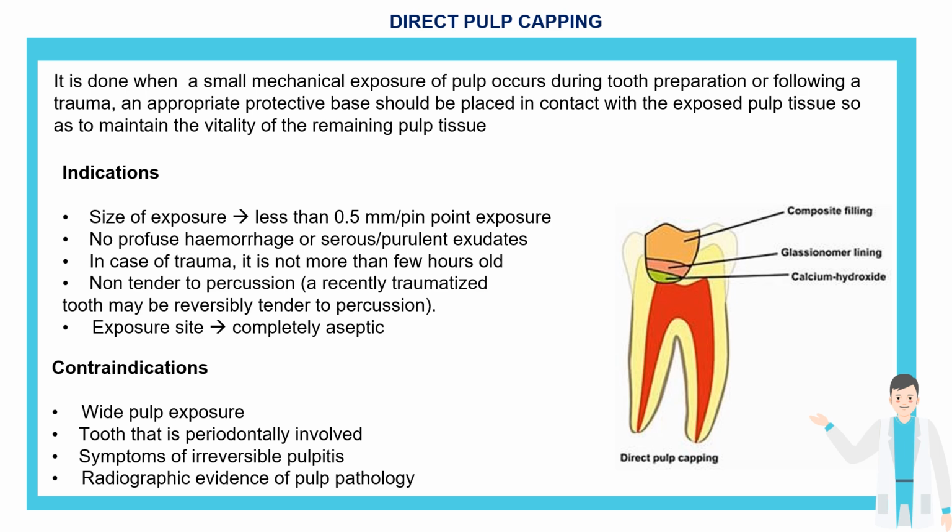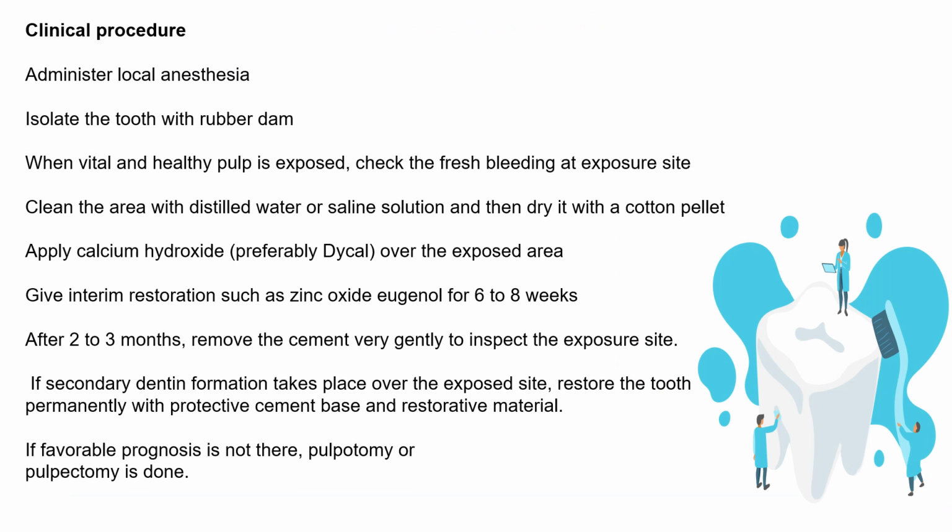It is indicated in cases when there is a 0.5 mm or pinpoint exposure of the pulp, and when there are no signs of profuse hemorrhage, or in cases of trauma which is a few hours old, and when there is no tenderness to percussion, or when the exposure site is completely aseptic. It is contraindicated when there is wide pulpal exposure, or when the tooth is periodontally involved, or when there are signs and symptoms of irreversible pulpitis, and when there is radiographic evidence of pulp pathology.